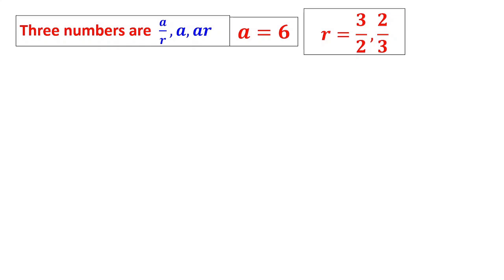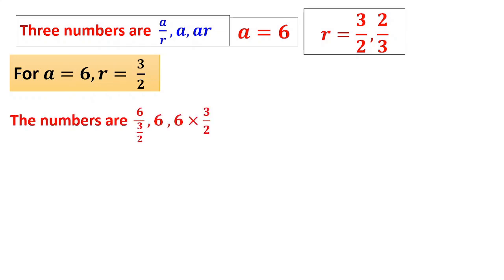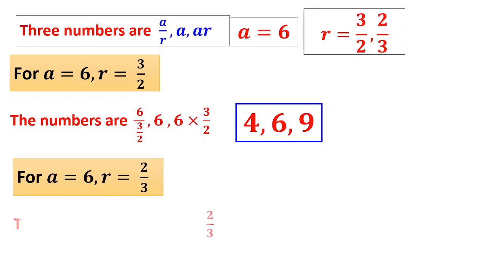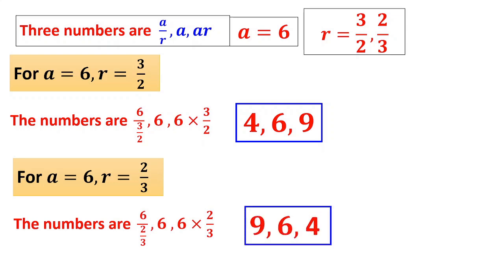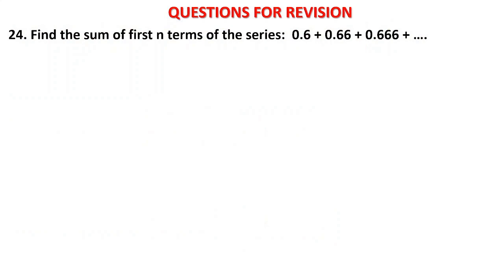The numbers are A by R, A and AR. Let me take the first set, that is 6 and 3 by 2. When I substitute there, I will get 4, 6, 9 as the 3 numbers. When I take A as 6 and R as 2 by 3, I am getting the numbers as 9, 6, 4. Both are one and the same, 4, 6, 9 and 9, 6, 4. Let us move on to question number 24.